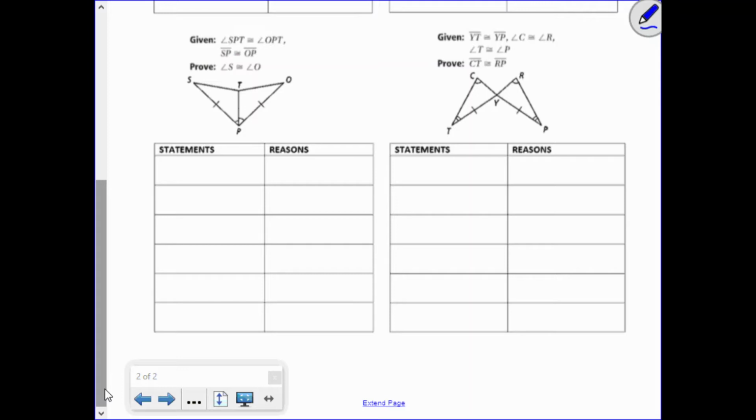Alright, so this one I have SPT is congruent to OPT, so they have that marked already, it's just a little bit small, so I'm going to go ahead and make the markings a little bit bigger here. And then they also told us that segment SP is congruent to segment OP. So again, this is a small picture proof, so first I need to show that the full triangles are congruent, and then I can use CPCTC to prove that the individual parts are congruent. First I'm going to write down the givens, just like you would for any proof.